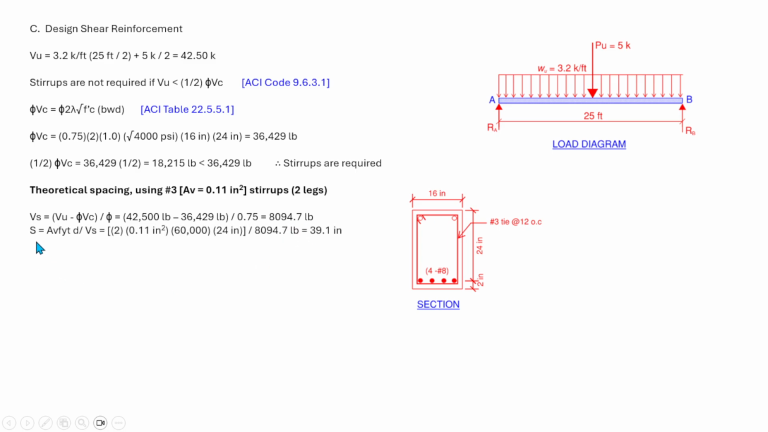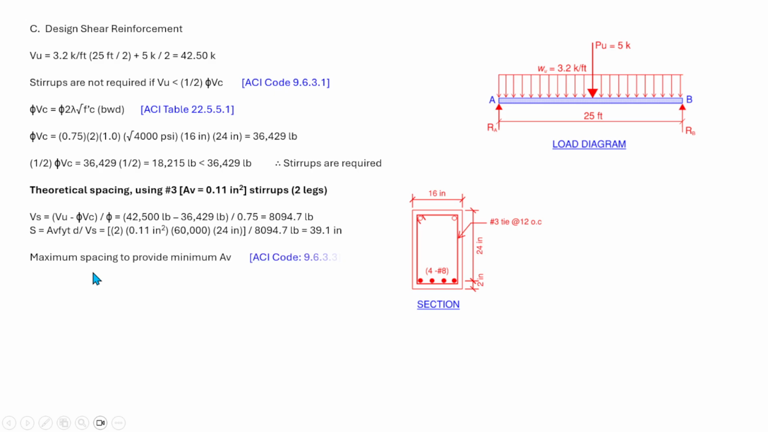So we can now calculate the spacing because we have already determined the value of Vs. So the spacing is equal to Av fyt times d all over Vs. And that is equal to 2 times 0.11, 2 here because we are using 2 legs, times 60,000 psi times 24 inch the depth, all over 8,094.7 pounds. And that would give us the spacing of 39.1 inch.